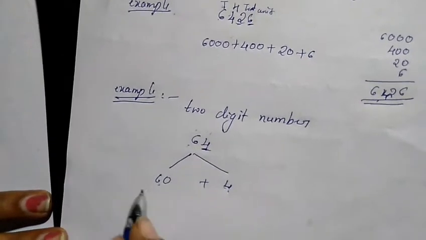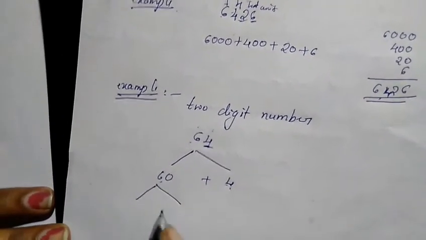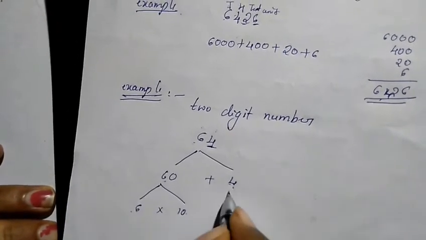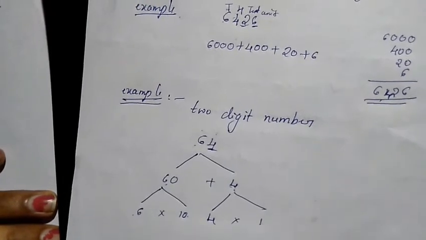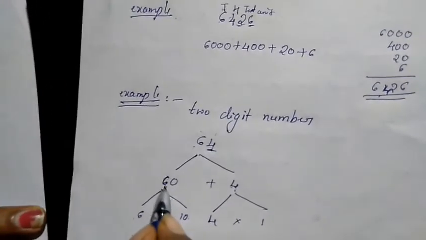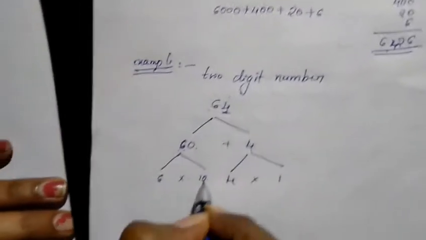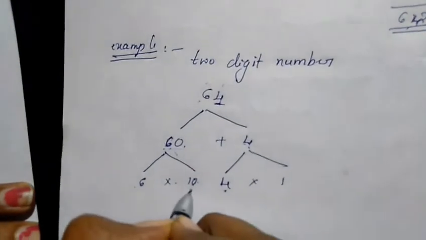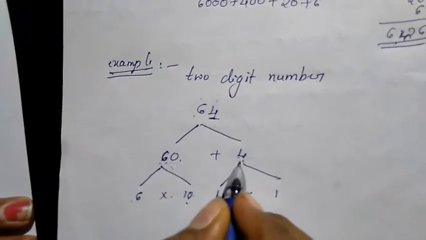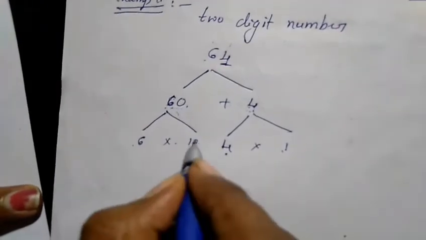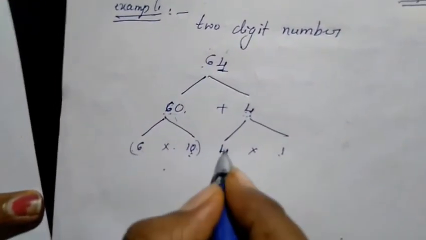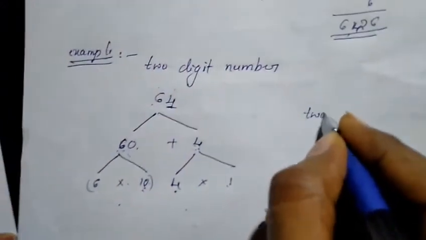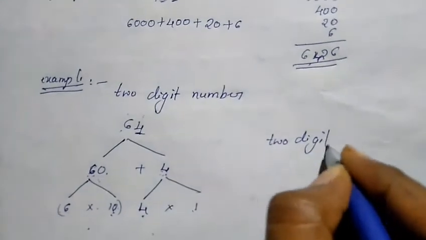This is the addition. Again you can split this number through multiplication. 6 into 10 is 60, and 4 into 1 is 4. As 6 is in the tens place, we split it as 10, and as 4 is in the unit place, we split it into 1. Now observe, 6 into 10 is 60 plus 4 into 1 is 4, that is 64. Now what can you observe from this about the 2-digit number?